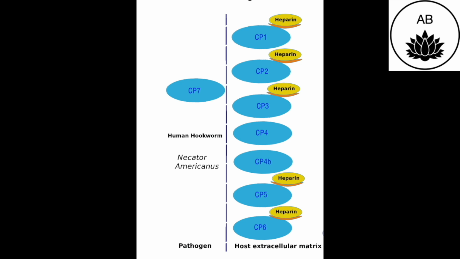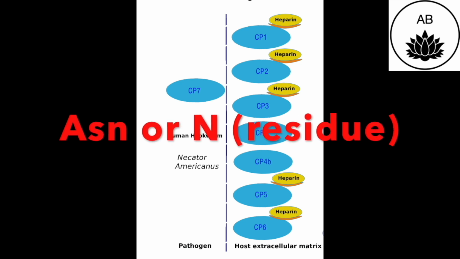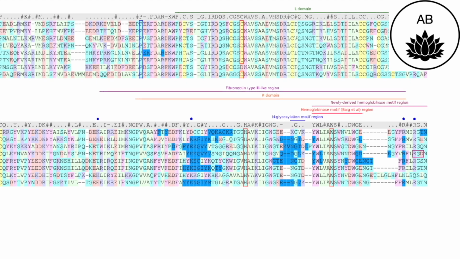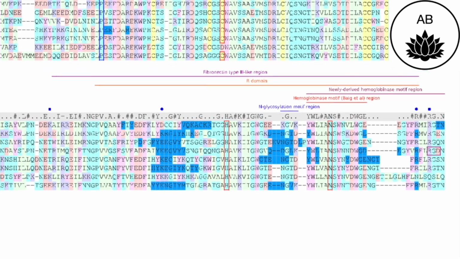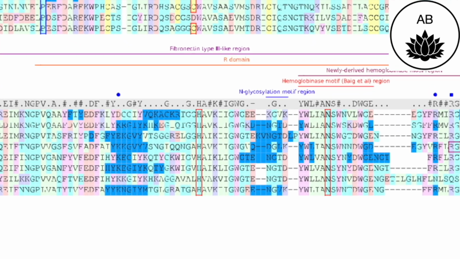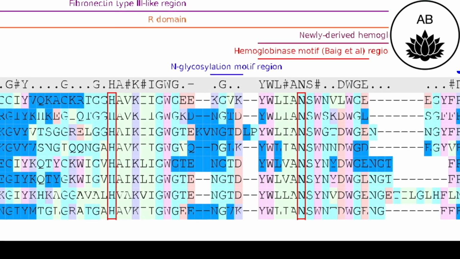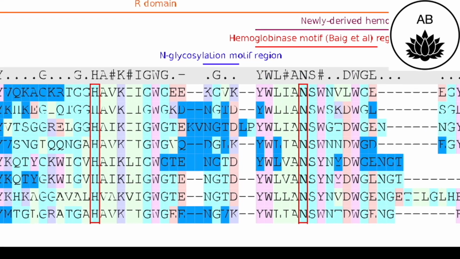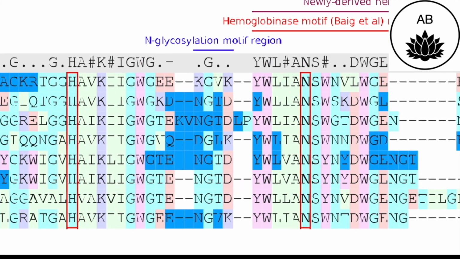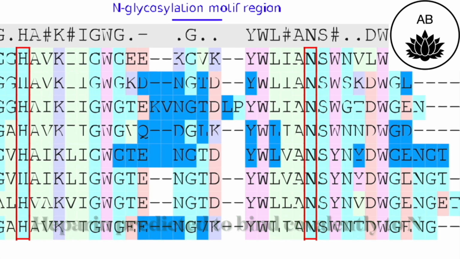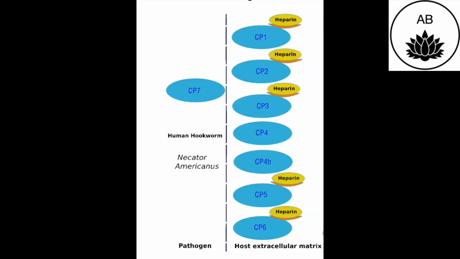In case of hookworm cysteine proteases, the covalent linkage of heparin is via asparagine residue. In figure 1 of the mentioned manuscript, you will find a region demarcated as N-glycosylation motif region. This is where the heparin molecules are predicted to bind. This is a zoomed in version of the alignment, and if you look at the N-glycosylation motif region, at the start position, you can find the asparagine or the N residue in most of the cysteine proteases. This is where heparin molecules get covalently linked to the enzymes. When the cysteine proteases are secreted from the pathogen, most of them already have heparin molecules bound to them.